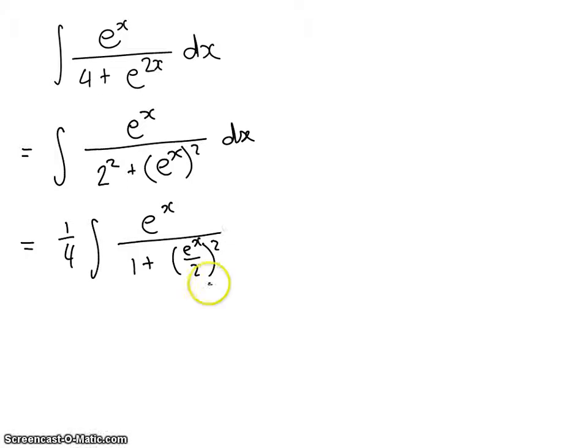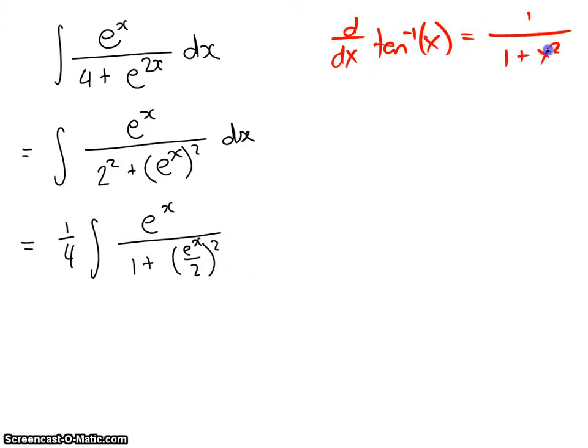So what is going on here? What does this look like? Well, this looks a lot like our tan inverse, right? When we had d dx of tan inverse of x is equal to 1 over 1 plus x squared. But hold on, this time we don't have a 1 on the top, we've got an e to the x. Is that going to cause us any problems?